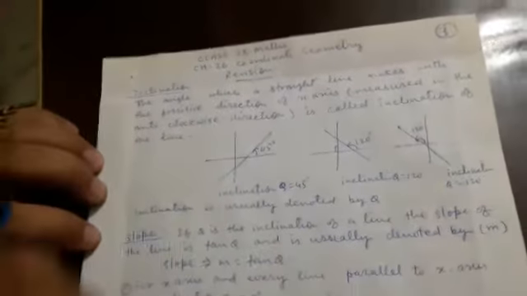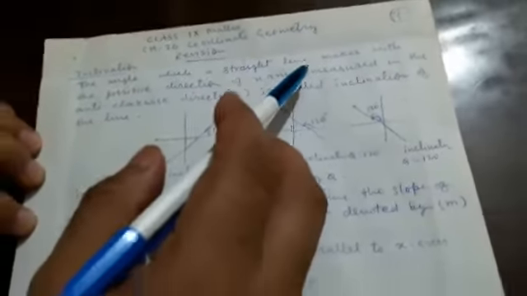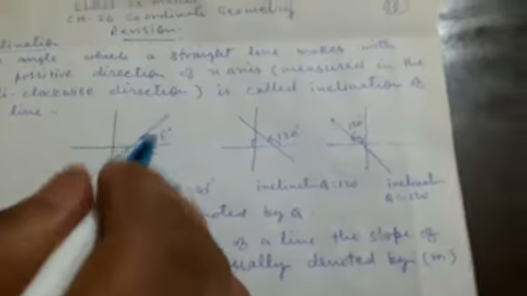Now we will see the next topic, inclination. The angle which a straight line makes with the positive direction of the x-axis, measured in the anti-clockwise direction, is called the inclination of the line. Suppose this is the x and y axis and this line is given. From this x-axis we will go anti-clockwise till this line. This angle will be the inclination of this line, that is equal to 45 degrees.